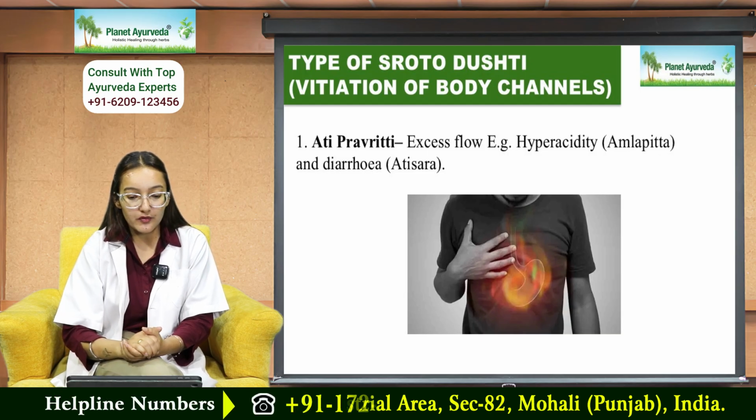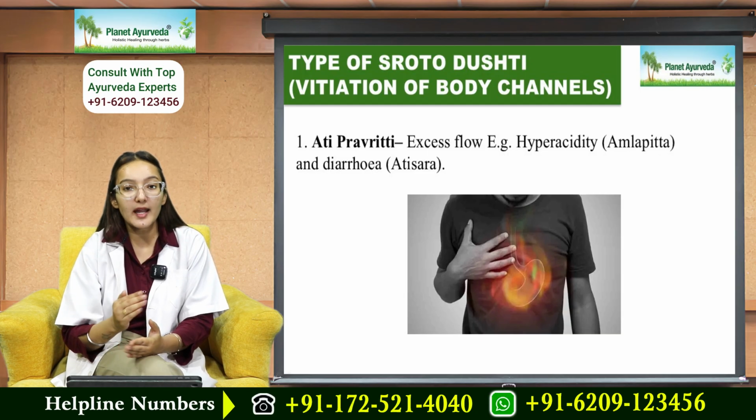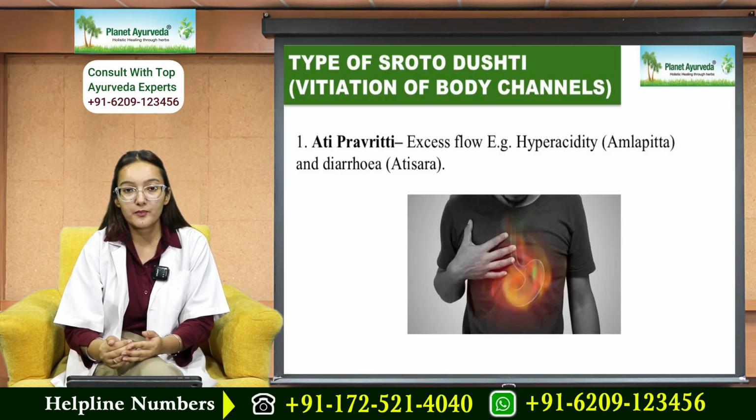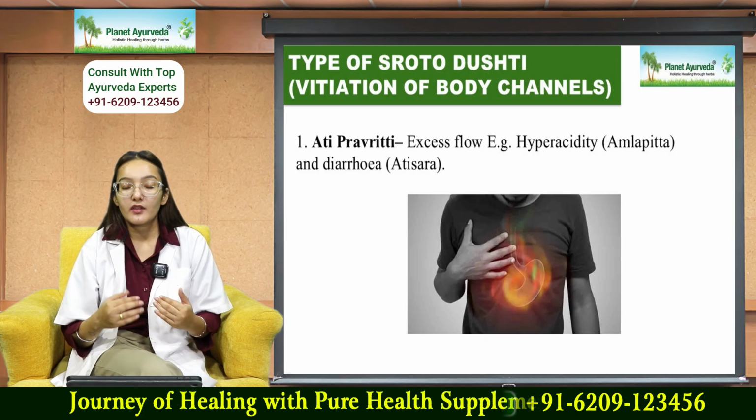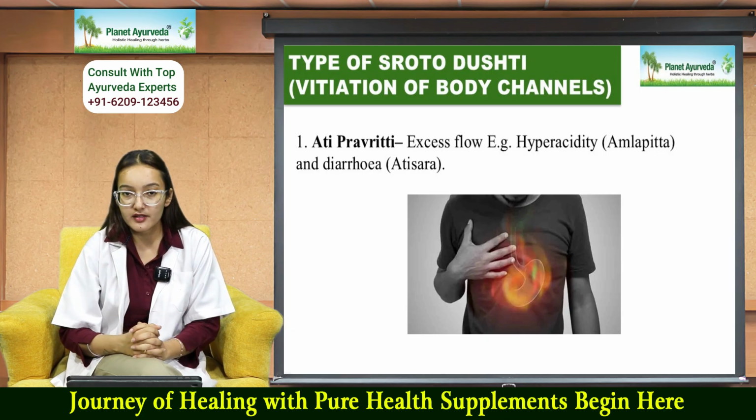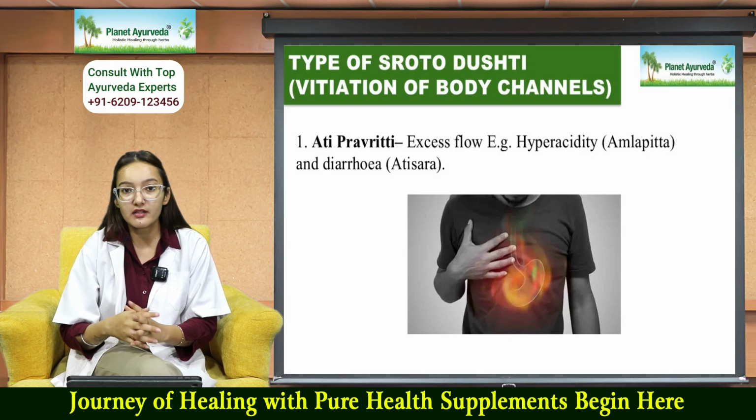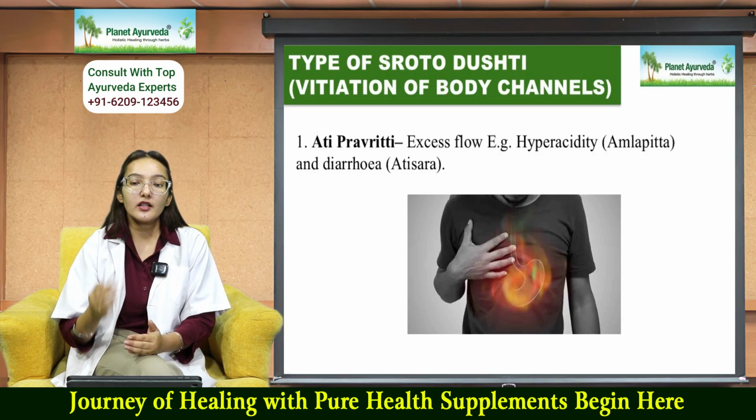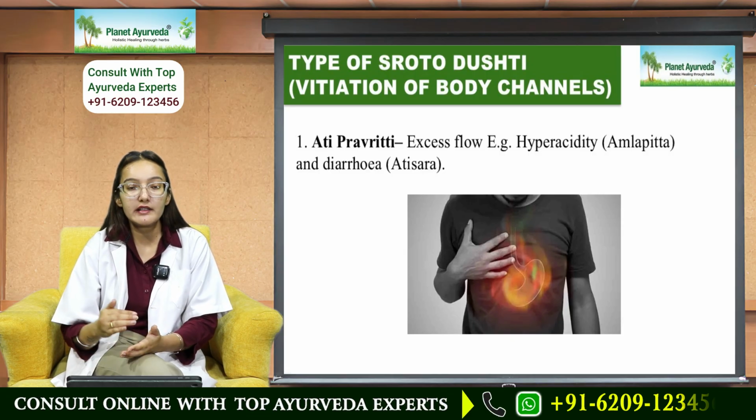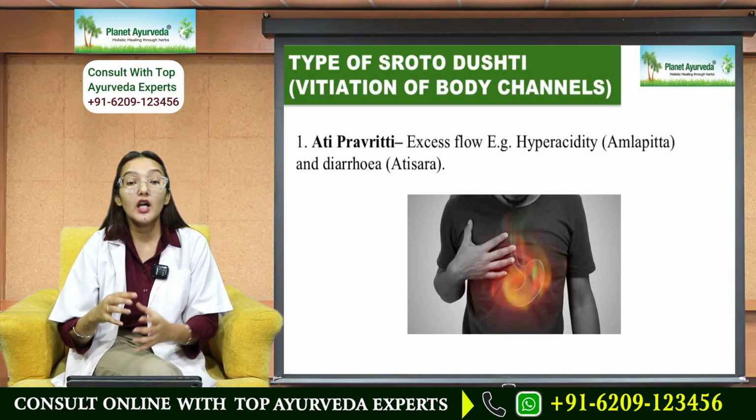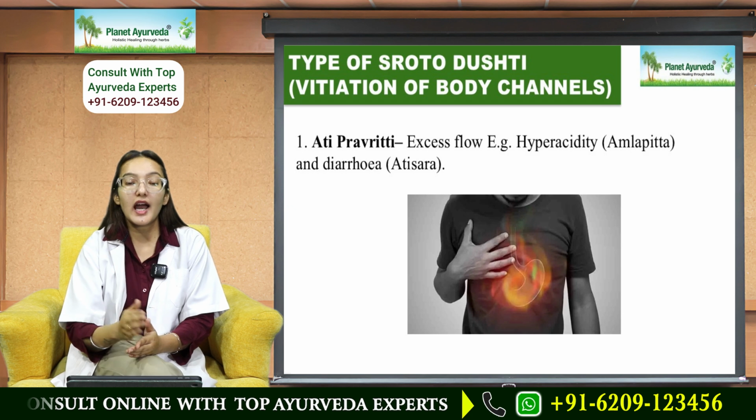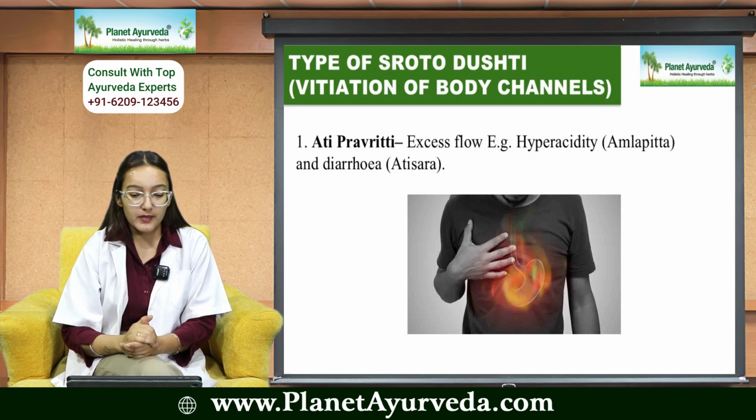So for the Ati Pravriti, the example given is hyperacidity or amlapit. Hyperacidity means an increase of acid. Acid forms inside the stomach, and if it increases from its normal amount, it leads to more production of it. So Ati Pravriti causes hyperacidity.